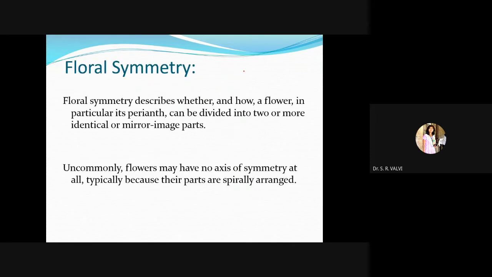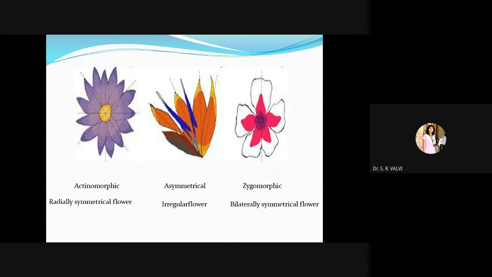Next, floral symmetry now. Floral symmetry describes whether and how a flower, in particular its perianth, can be divided into two or more identical or mirror image parts. Right? So, in this symmetry, how many mirror images you are getting from a flower, on that your symmetry depends. Right? So, here we will see directly in our images.